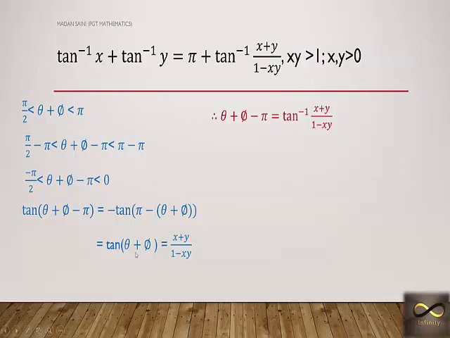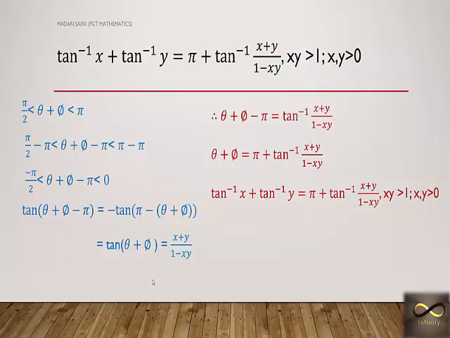So taking tan inverse on both sides, it will give us theta plus phi minus pi is equal to tan inverse x plus y upon 1 minus xy. Shifting pi on another side and substituting the value of theta and phi जो हमने स्टार्टिंग में सपोज की थी, that is tan inverse x plus tan inverse y. So we have tan inverse x plus tan inverse y is equal to pi plus tan inverse x plus y upon 1 minus xy whenever xy is greater than 1 and both are positive. I hope आपको ये समझ आया होगा. The proof is little bit lengthy but quite interesting.